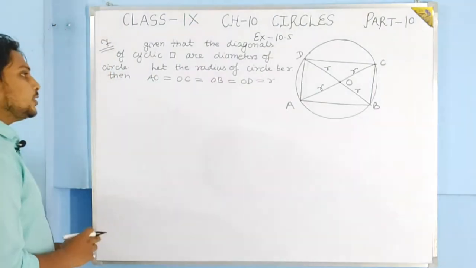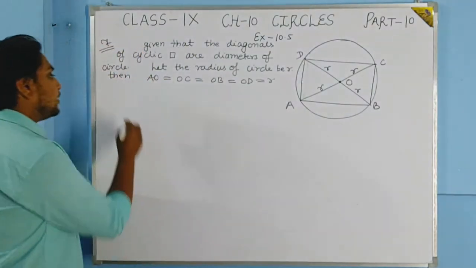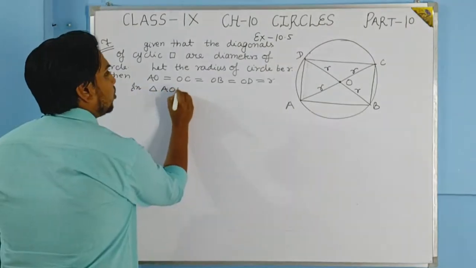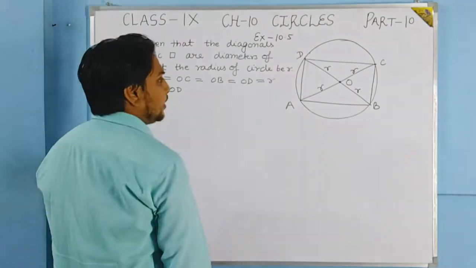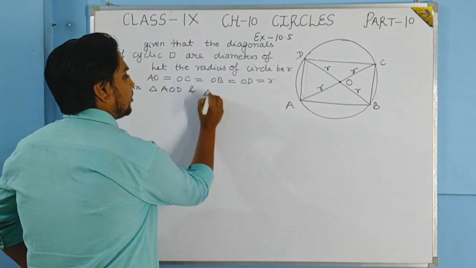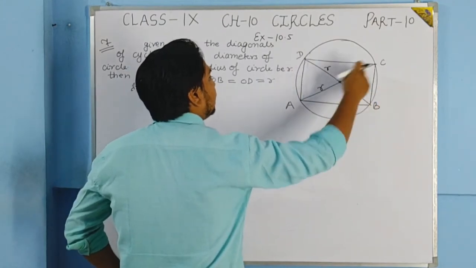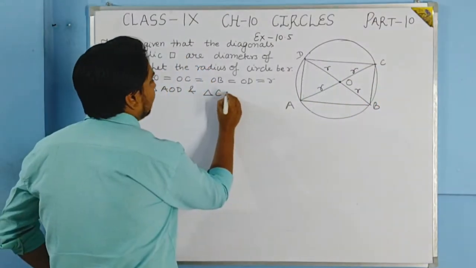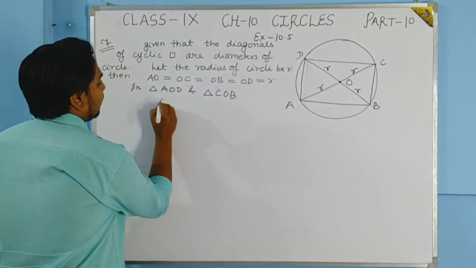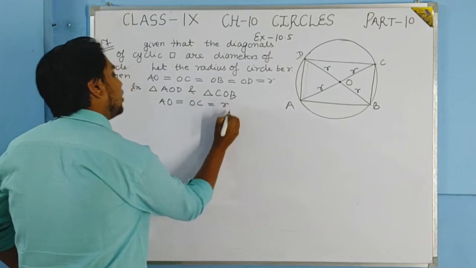Okay, so the first target is to show that ABCD is a parallelogram, and how we'll do it, let us see. So students, firstly we'll see that in triangle AOD and triangle BOC, or you can say COB. Okay, in these two triangles, students, you can see that side AO is equal to OC. Why? Both are equal to R.